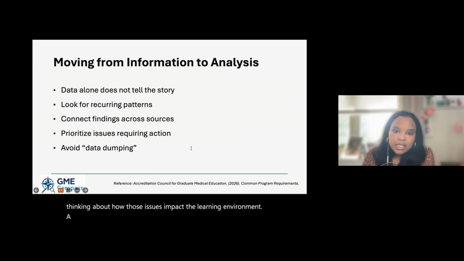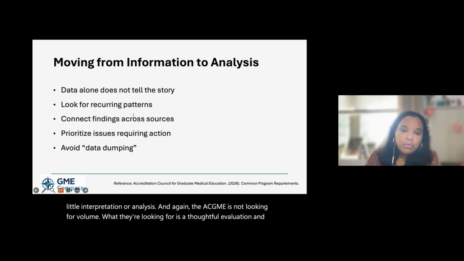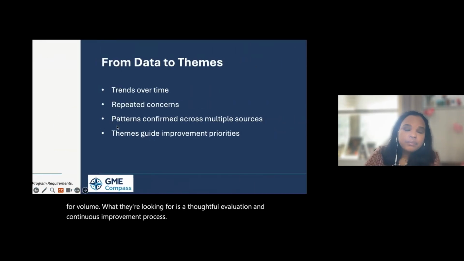A common mistake in the APE is data dumping. Programs include pages and pages of information, but there's very little interpretation or analysis. And again, the ACGME is not looking for volume. What they're looking for is a thoughtful evaluation and continuous improvement process.